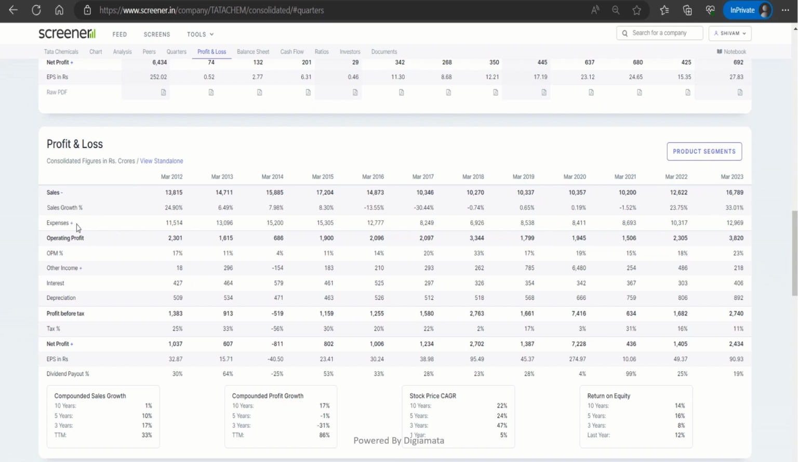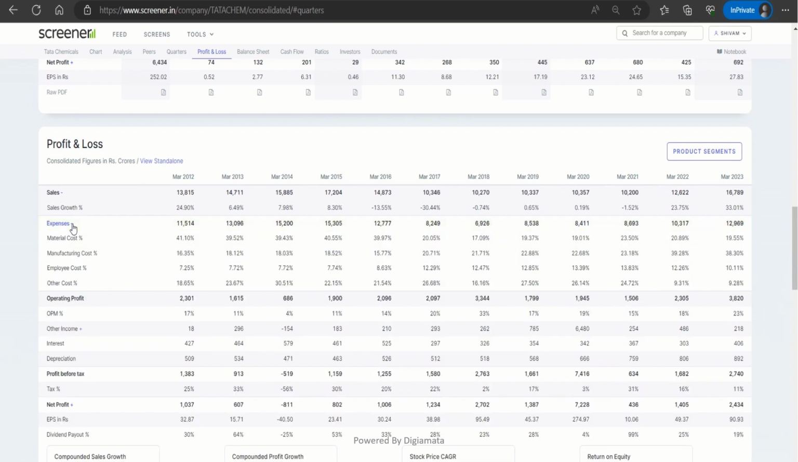And let's go to the second part, your expenses. The expenses which you can see is basically which expense has higher percentage, like material, manufacturing, employee, or others. So what is the takeaway from here? Let's analyze the employee cost. Now you can see the employee cost in 2019 was 12%, then it increased to 13%, then it stayed at 13%, now it has decreased to 10%. So somewhere or other the employee cost has decreased.